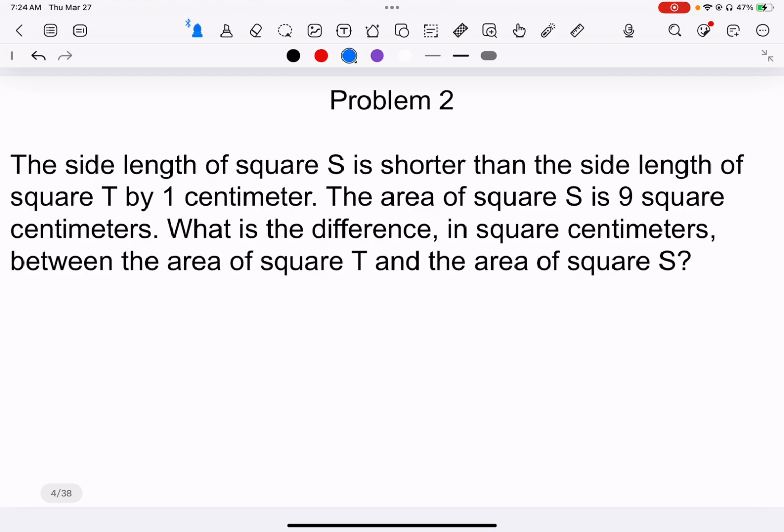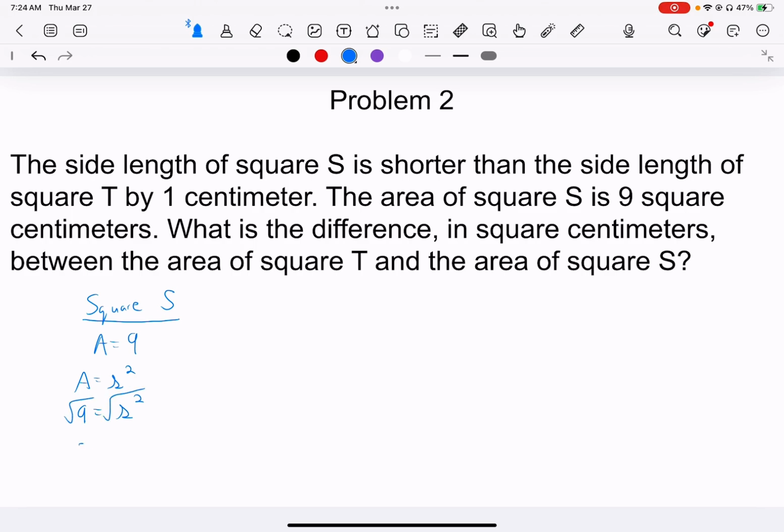The side length of a square S is shorter than the side length of square T by 1 centimeter. The area of square S is 9 square centimeters. What's the difference between the area of square T and the area of square S? Since we're given some information on square S, we're going to start with that. So square S, the area, is equal to 9. And the area formula for a square is side squared. So we know that 9 equals the side squared.